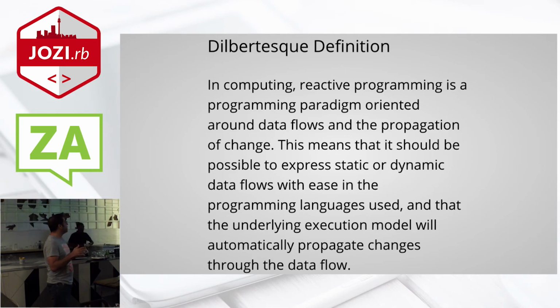So in computing, reactive programming is a programming paradigm oriented around data flows and the propagation of change, which, if you think about it, sounds like pretty much everything that you do already anyway, to a large degree. This means that it should be possible to express static or dynamic data flows with ease in the programming languages used, and that the underlying execution model will automatically propagate changes through data flow. So quite a mouthful there, right? And if you actually think about it, that definition, pretty long-winded, right?